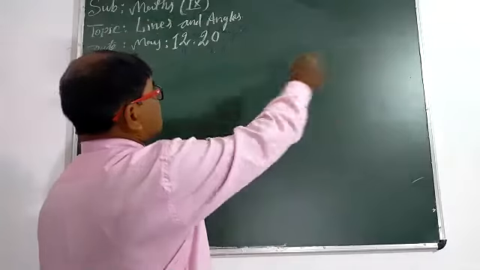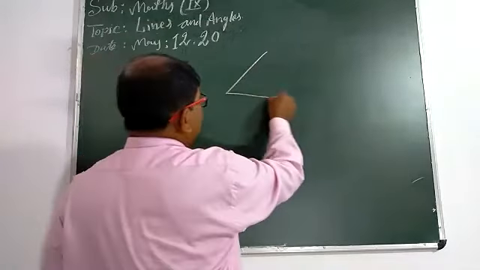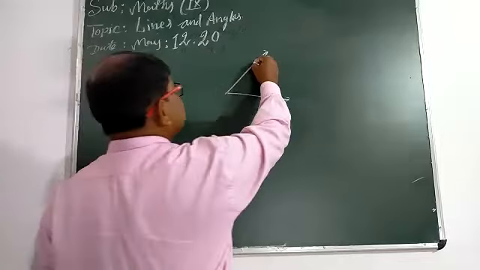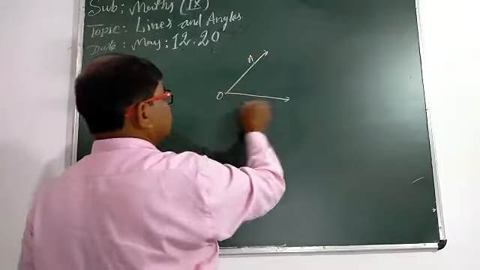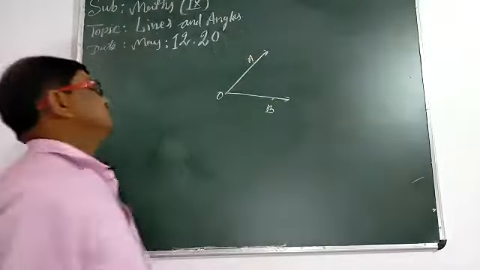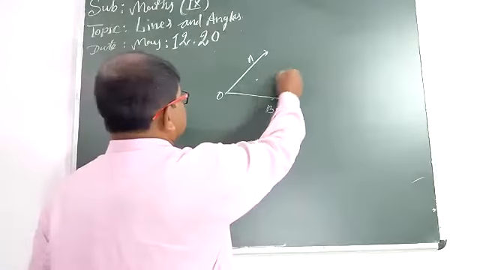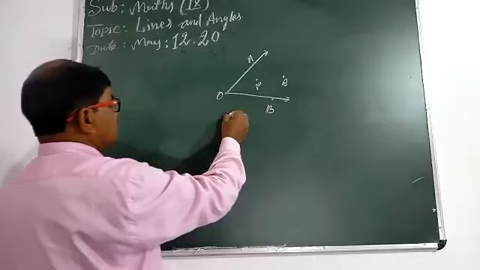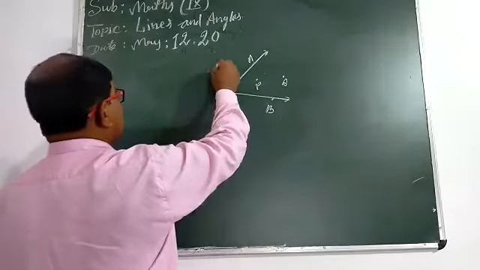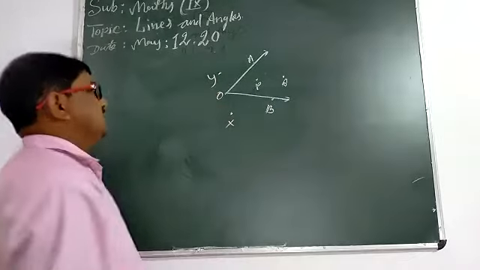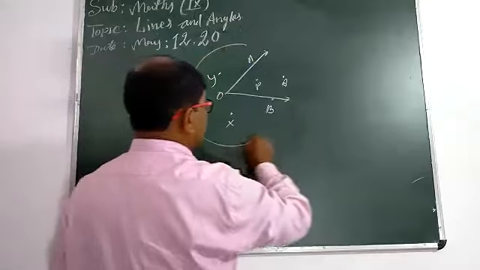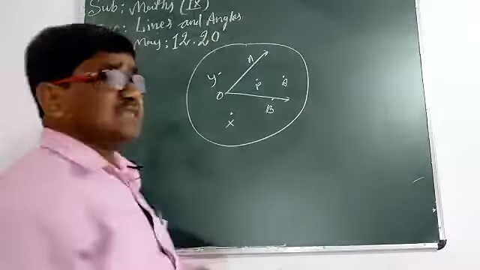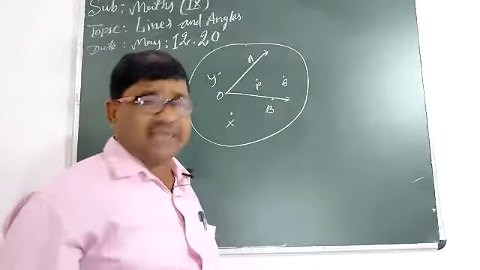Now, student, we should mind the points in a plane. Suppose that these 2 points here are P and Q, and 2 points here are X and Y. As you know, what do you mean by plane? There is nothing except a combination of points.